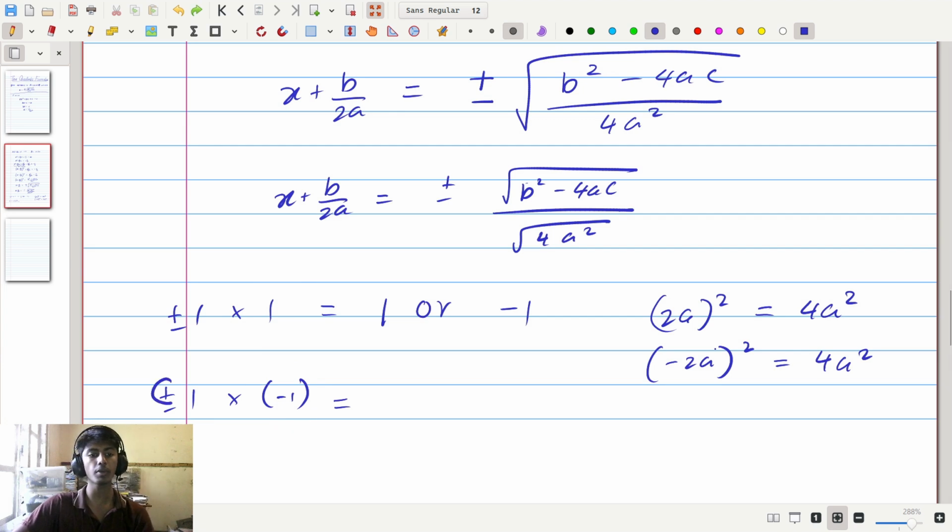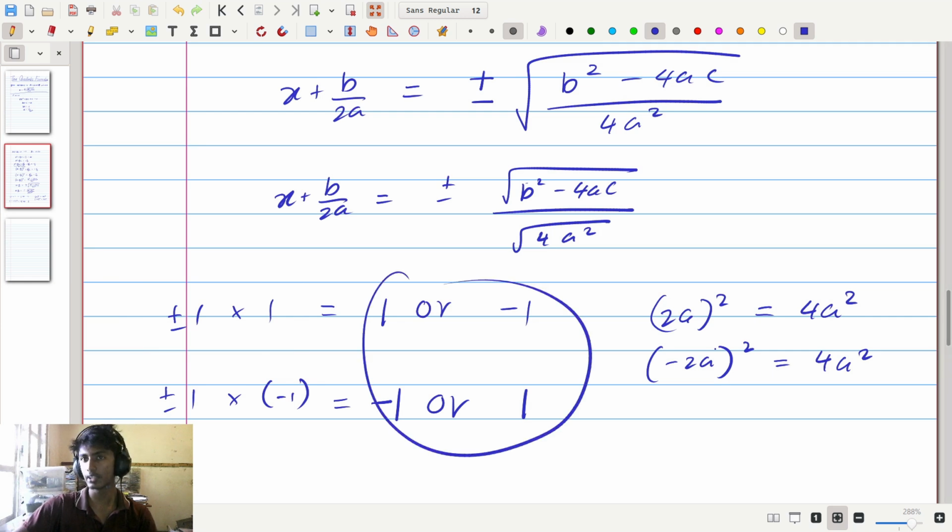The first case is going to be plus 1 times negative 1, which is going to be minus 1, or the second case, which is going to be minus 1 times negative 1, which is going to be plus 1. Now here, analyzing the two answers that we get. In the case where we have a plus thing here, we get 1 and negative 1. Considering the minus case, we also get 1 and negative 1. Therefore, whether we have 1 here or negative 1 here, the answers that we get are still the same.